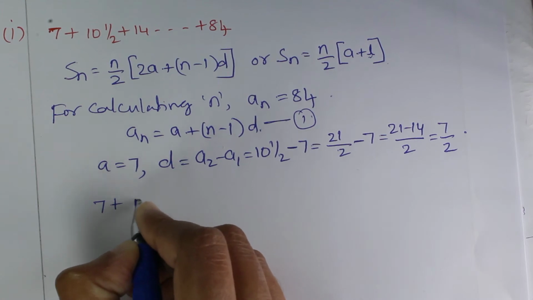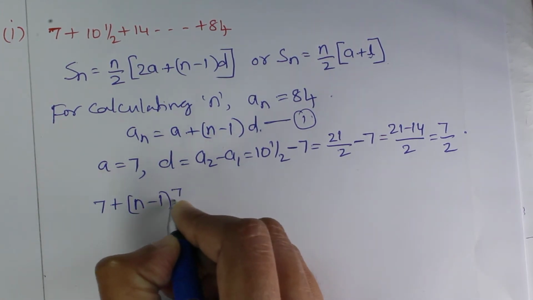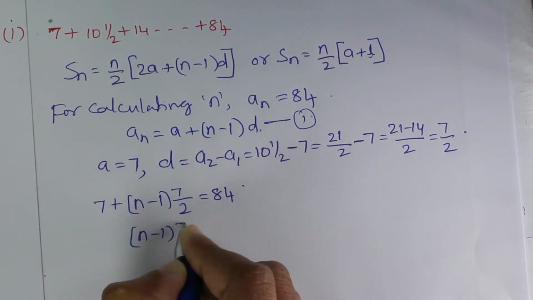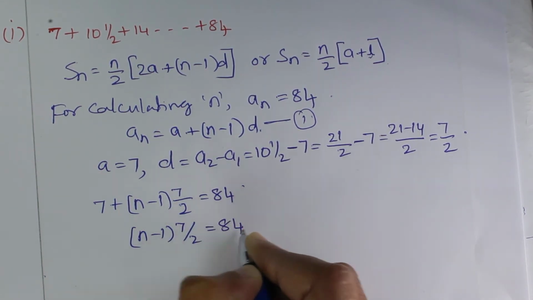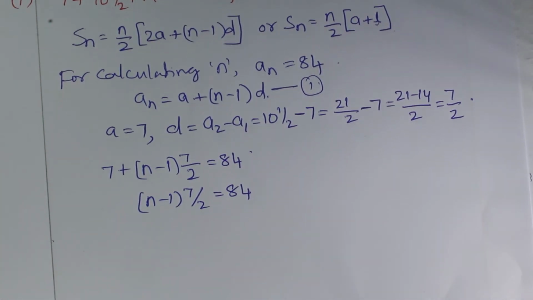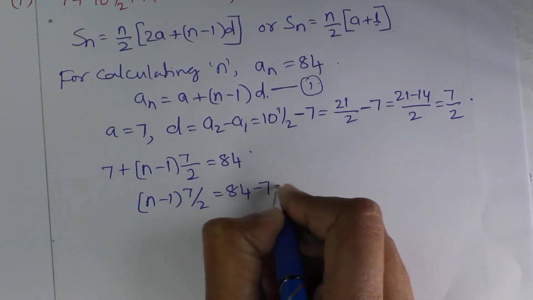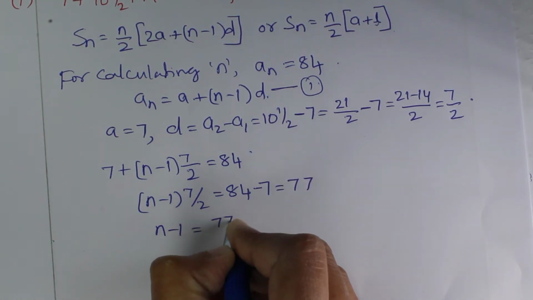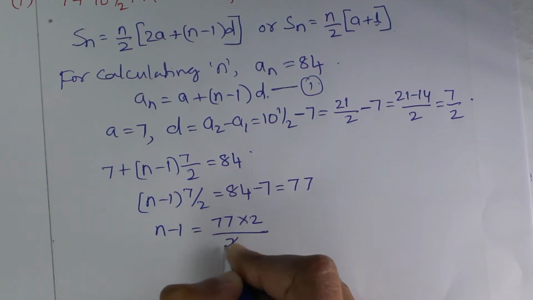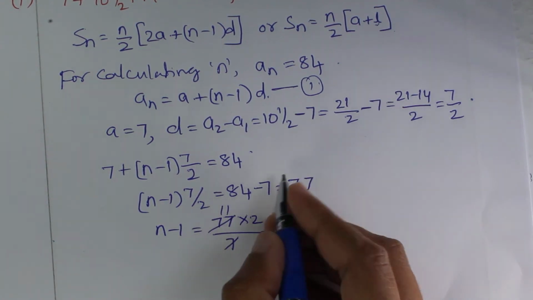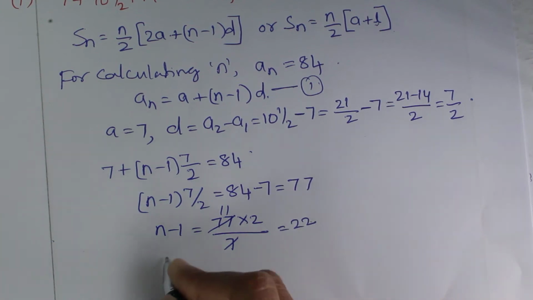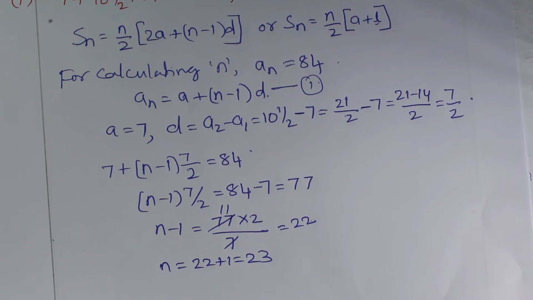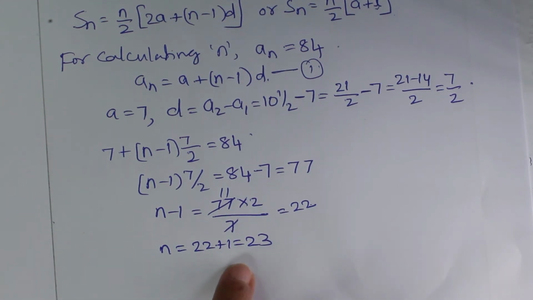7 plus n minus 1 into 7 by 2 is equal to 84. So n minus 1 into 7 by 2 is equal to 84 minus 7, that is equal to 77. So n minus 1 is equal to 77 into 2 divided by 7. 7 elevens are 77, that is equal to 22. So n is equal to 22 plus 1, that is equal to 23. So there are 23 terms in this arithmetic progression.